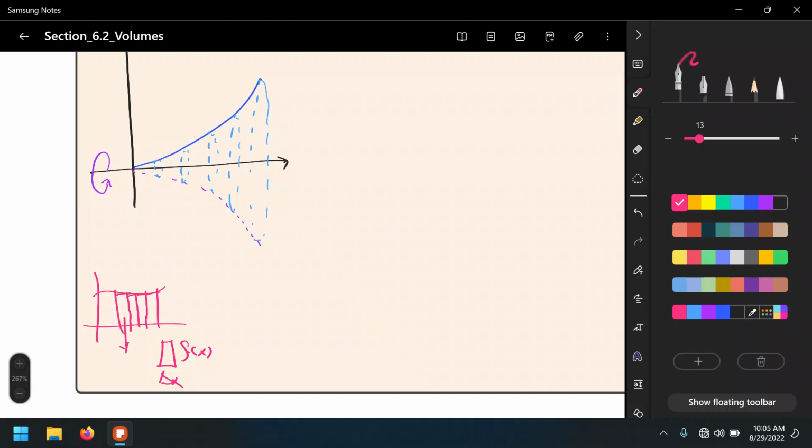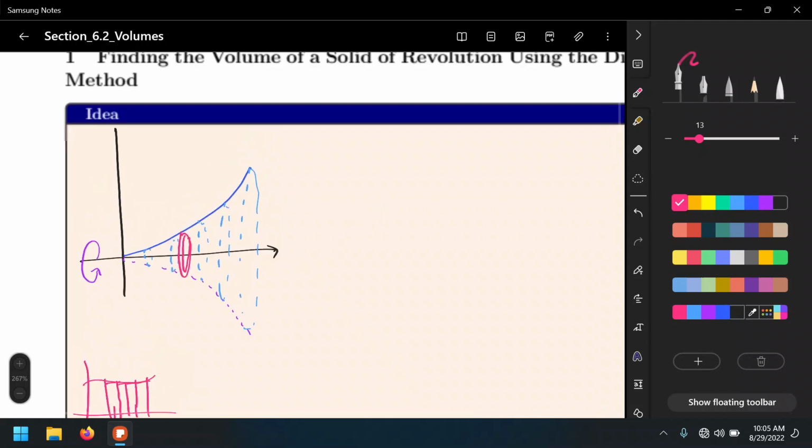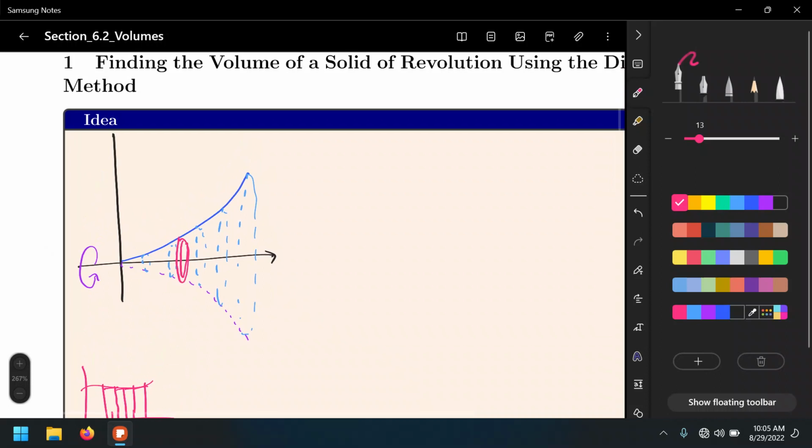This will be no longer a rectangle. So think of a rectangle being rotated. What geometric shape would that be? It's a cylinder, right? A cylinder with a really large radius but a really tiny height, so it looks more like a disc. That's why we're going to call this the disk method. So when we rotate this, we're going to obtain a disk. And let me draw this disk over here.